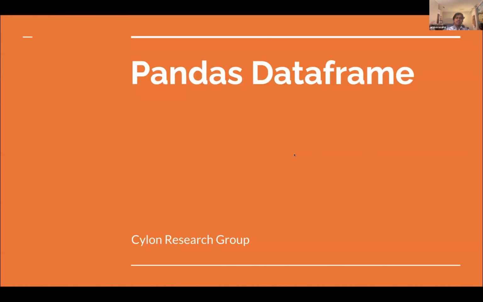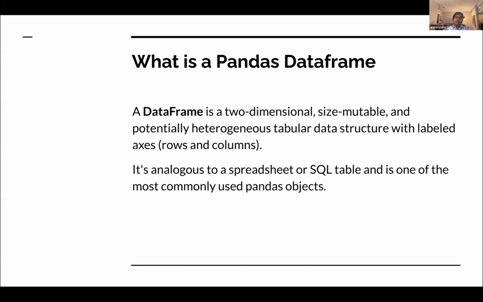All right, so I'm giving a presentation today on Pandas data frames and also local operators. So first, what is a Pandas data frame? Think of it as a table. It's a two-dimensional, size-mutable, and potentially heterogeneous tabular data structure with labeled axes, rows, and columns. It's pretty similar to an Excel spreadsheet, Google Sheets, or an SQL table, and it's used extensively in Pandas.